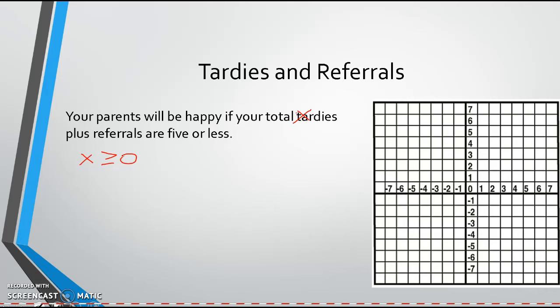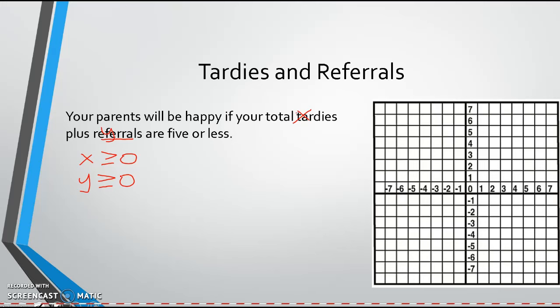And then the other thing we're talking about is referrals. If we call your referrals Y, hopefully you don't have any referrals, but you can't have any negative referrals, which means your referrals have to be greater than or equal to 0. You could have 1, 2, 3, and so on. Hopefully you don't, but you could. So we have 2 inequalities there.